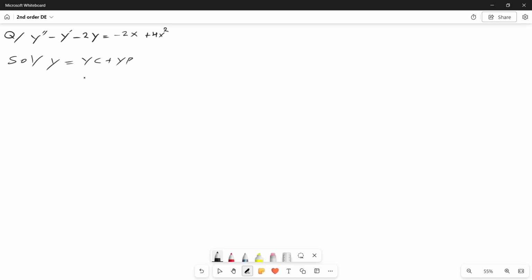Now our first step is to find the complementary solution, and to do so we must find the second degree equation from our second order differential equation. So we have y'' becomes r squared, minus y' becomes r, minus 2 multiplied by 1 as y becomes 1, and that is equal to 0.